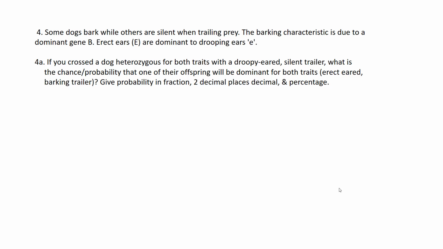Okay, question 4a. We'll do B on this video as well on page 42. It says some dogs bark while others are silent when trailing prey. Okay, the barking characteristic is due to a dominant gene B. So they're saying if you have a capital B, it doesn't matter what the other allele is, that dog is going to bark when trailing prey.